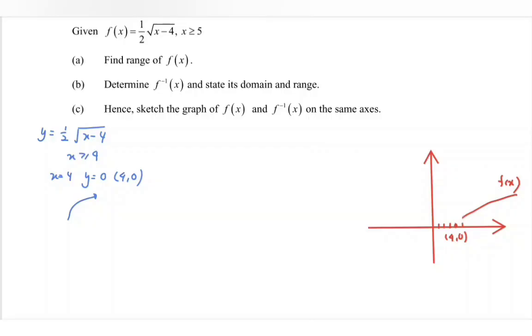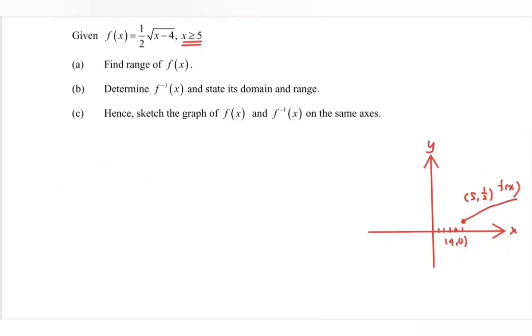So if we erase this part, meaning that the graph must be starting from 5. So the point will be 5 and then 1 over 2. If we substitute 5, then we will have 1 over 2 based on the situation given. Next, focus on A. We are going to find the range. So referring to the graph, the minimum value will be 1 over 2. So the range will be 1 over 2 until infinity.